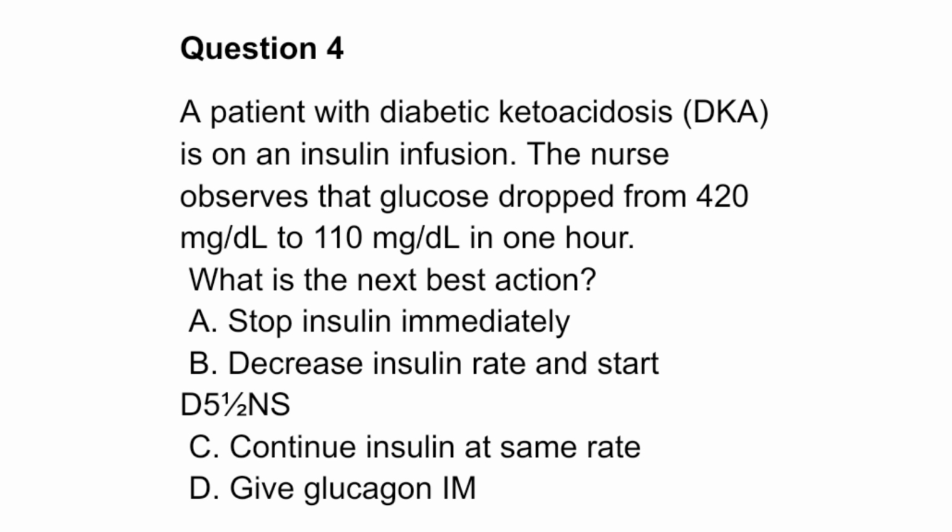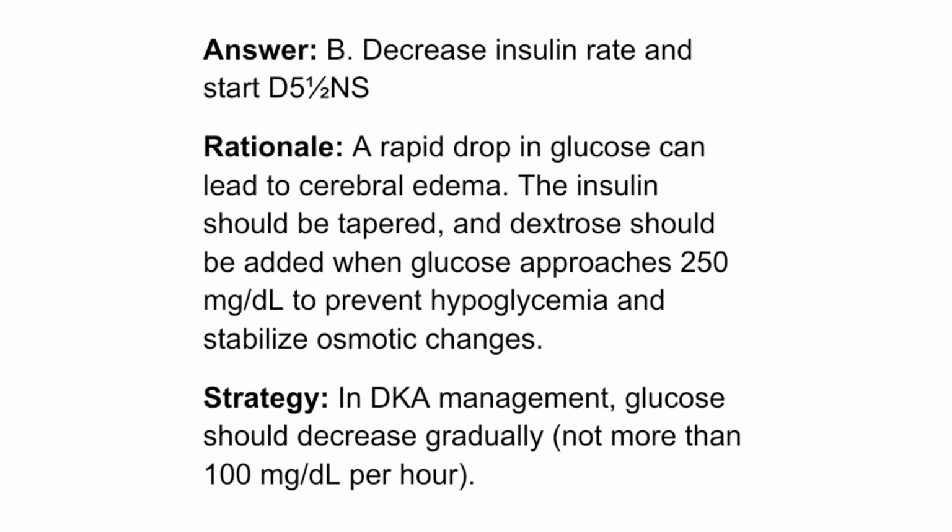Question 4. A patient with diabetic ketoacidosis, DKA, is on an insulin infusion. The nurse observes that glucose dropped from 420 mg/dL to 110 mg/dL in 1 hour. What is the next best action? A. Stop insulin immediately. B. Decrease insulin rate and start D5 NS. C. Continue insulin at same rate. D. Give glucagon IM. Answer: B.